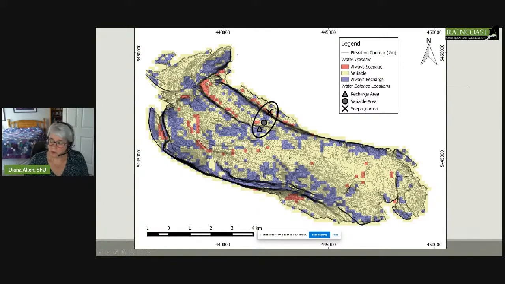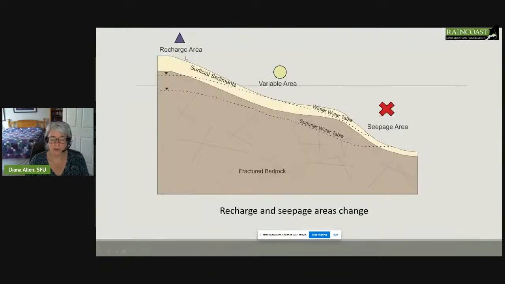And this pattern is not stable through the year. It changes through the year and it changes from year to year. And this is because of this water table rising and falling and where we have recharge and seepage areas.